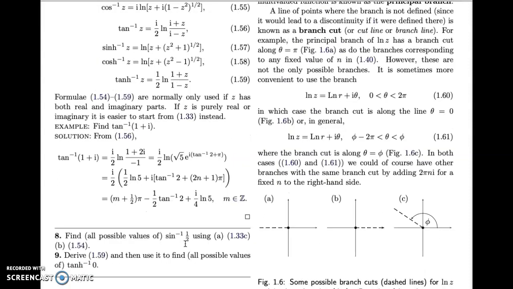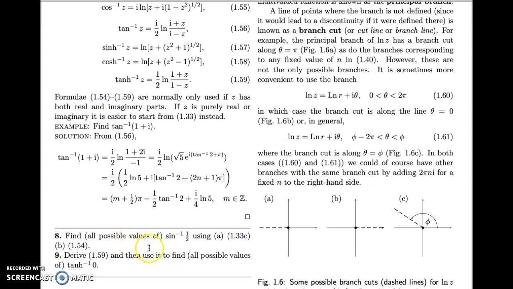Okay, so you can now do questions 8 and 9. From past experience, I can tell you in advance the mistakes people tend to make with questions 8 and 9. So just be very careful to find all possible values of inverse sine of half. You know what they are from high school maths. Just know that part A and part B should give you the same answer. So if they don't, you've forgotten something.